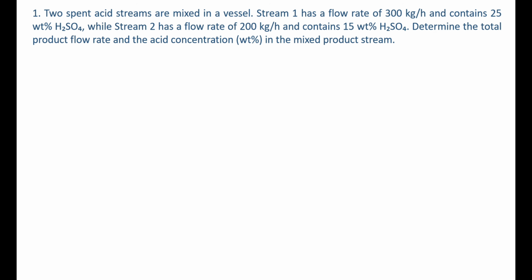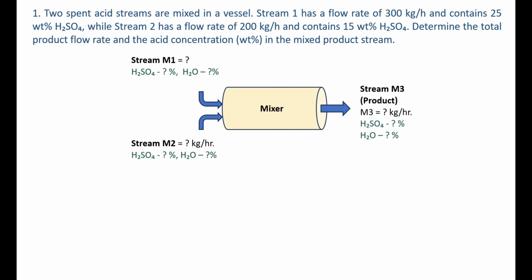So let me read the question. Two spent acid streams are mixed in a vessel. Stream 1 has a flow rate of 300 kg per hour and it contains 25 weight percentage sulfuric acid, while stream 2 has a flow rate of 200 kg per hour and it contains 15 weight percentage sulfuric acid. Determine the total product flow rate and the acid concentration in the mixed product stream. To start with, let's draw the schematic of the mixer. Stream 1 is entering and stream 2 also is entering, and we have stream 3 as a product.